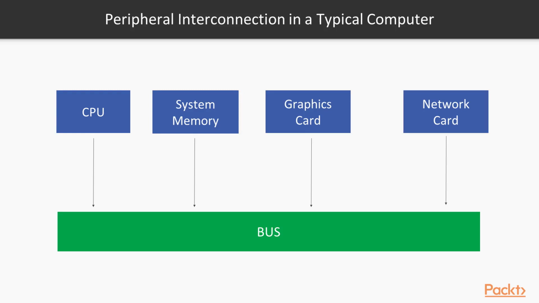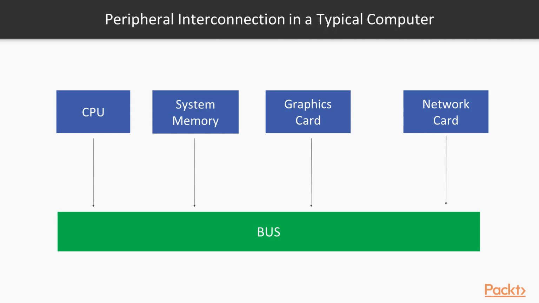Now, it is not only the CPU that is able to write and read data to the peripherals. The peripherals themselves also have the capability to exchange information directly. A peripheral which has the ability to read and write to memory without the CPU's intervention is called a DMA, or direct memory access capable device. And the memory transaction is usually called DMA, or direct memory access.